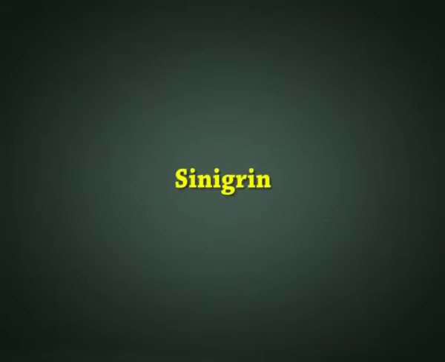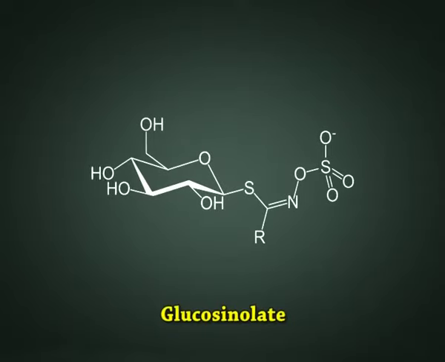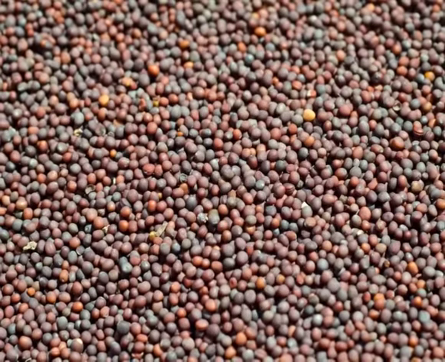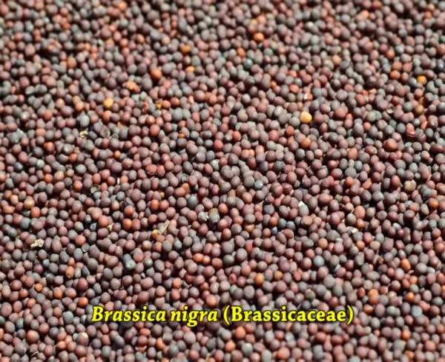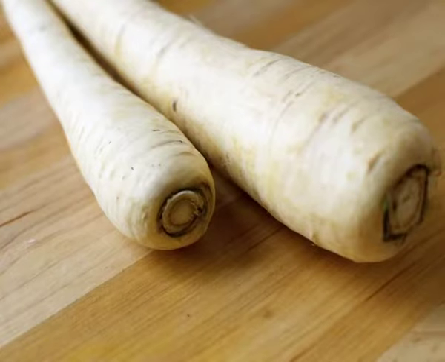Now let's have a little detail of sinigrin. Sinigrin is a glucosinolate which contains sulfur and nitrogen found in the seeds of black mustard, which is known as Brassica nigra and comes from the family Brassicaceae. It is also found in cabbage, broccoli, horseradish and Brussels sprouts. Chemically, sinigrin is known as allyl glucosinolate or 2-propenyl glucosinolate. Sinigrin is a precursor of allyl isothiocyanate.